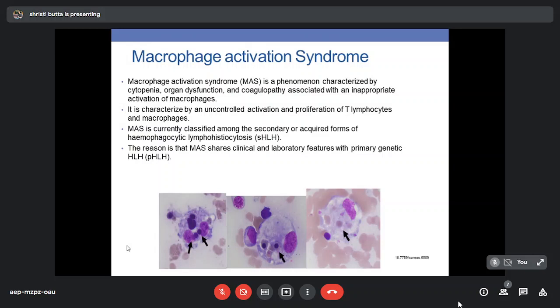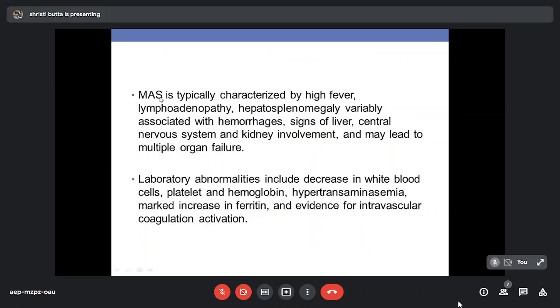The reason why macrophage activation syndrome shares its clinical and laboratory features is the basic reason why it has been grouped as a hemophagocytic lymphohistiocytosis. So this is a picture here. You have this phagocyte here, which has engulfed these NRBCs. So this is the hemophagocytic lymphohistiocytosis. It may also engulf lymphocytes and other leukocytes.